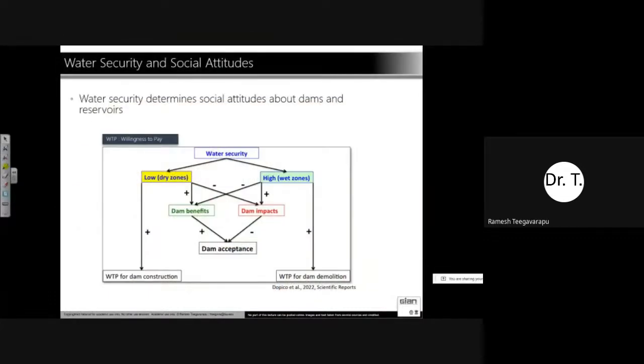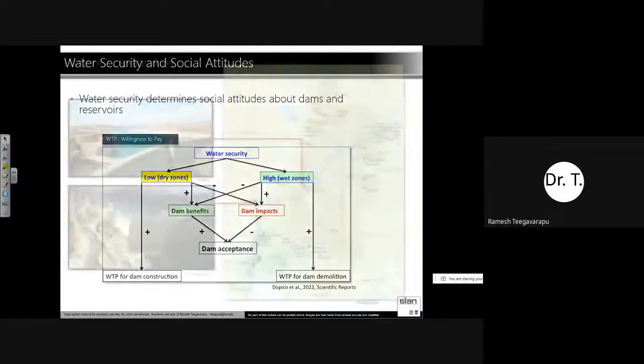So this was a recent study by a researcher talking about how much people are willing to pay for new dams. Depending upon whether they live in a dry zone where they see benefits from the dams, there is a higher willingness to pay for the dams. Whereas in the other cases, where there are high wet zones and there are dam impacts, then paying money to demolish dams is happening. So this is their willingness to pay.